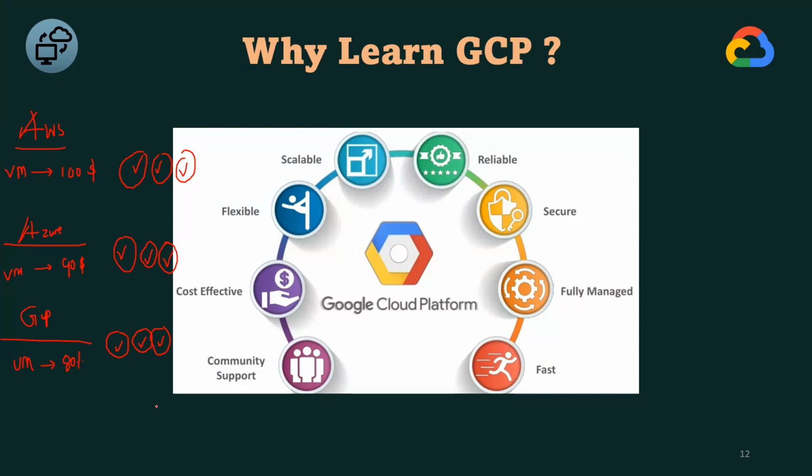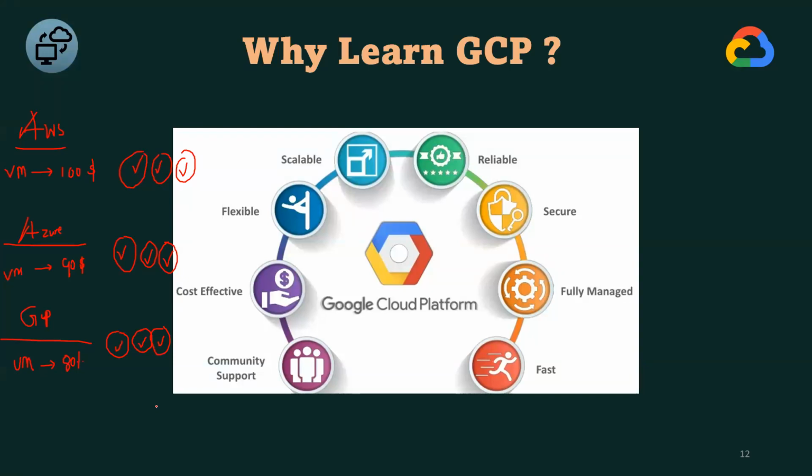So companies are also doing the same thing. Now tell me, which is cost effective? Can you guys tell me? GCP. GCP is cost effective because for the same configuration of the virtual machine, the cost of GCP is about 80%, so you will be choosing GCP only. That is the reason most of the companies are choosing GCP over AWS and Azure.